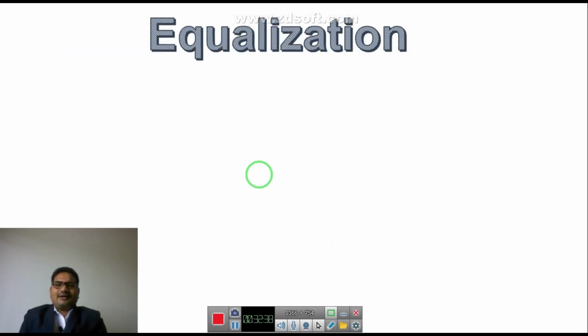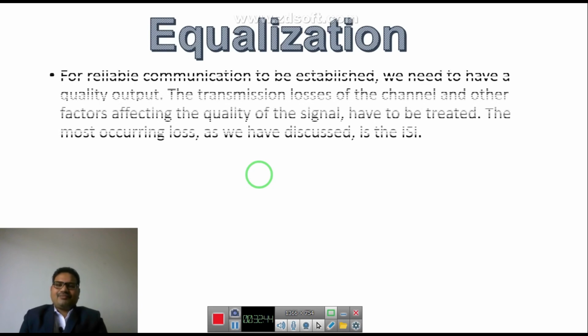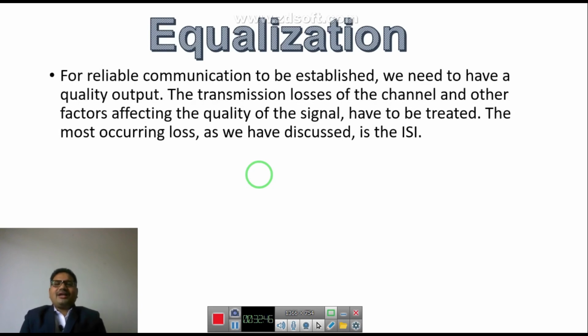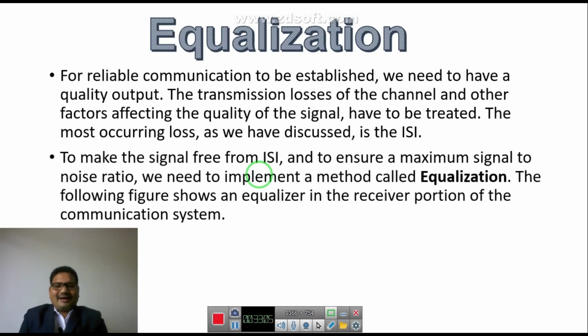One more point remains in this unit. It is called equalization. For reliable communication to be established, we need to have a quality output. So the transmission losses of the channel and other factors which affect the quality of the signal need to be treated. The most frequently occurring loss we have discussed up till now is ISI, that is intersymbol interference.